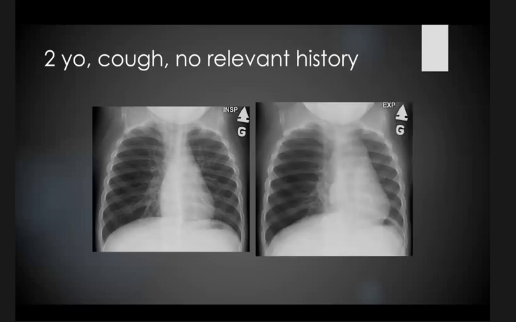So the kid was able to do an expiratory X-ray. You see that when the kid expires, the left lung is collapsing well, but not the right lung, which is air trapping. And he had a foreign body in the right main stem bronchus.